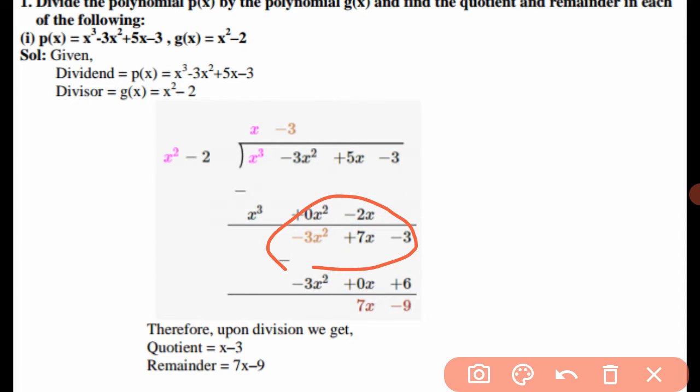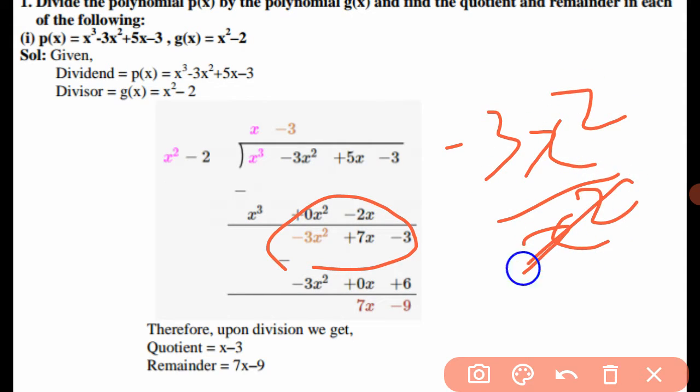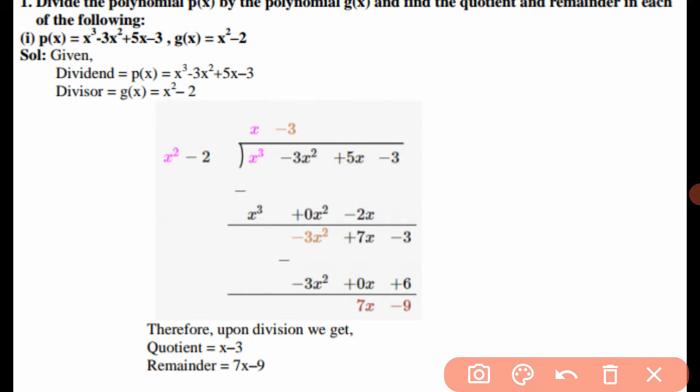Now here again using the same step, minus 3x square divided by x square, so by cancelling it will be minus 3, so we will write minus 3 here. Now minus 3 into x square will become minus 3x square, and minus 3 into minus 2, minus into minus will be plus, and 3 into 2 will be 6. So here this 6 will be written. Now after this minus will become plus, so it will be cancelled.